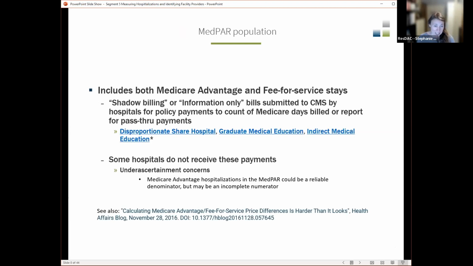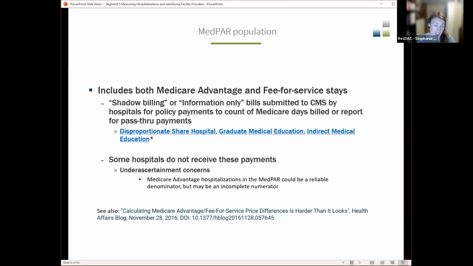So the MedPAR population is Medicare beneficiaries that are receiving hospital services, and it is derived from claims that are sent from the provider straight to CMS. So even for Medicare Advantage, there's no stop off at the Medicare Advantage organization. It's going straight from the provider to CMS. Why would a provider send information to CMS? The reason is because CMS sometimes wants to pay these hospitals or make a calculation based on the Medicare beneficiary stays at that hospital. So they might be counting Medicare days in order to adjust their policy payments.